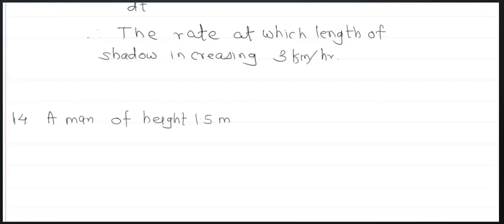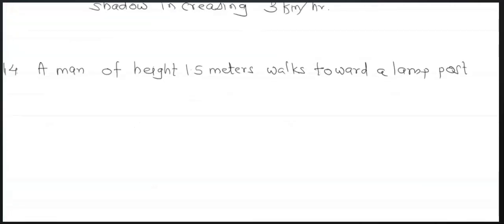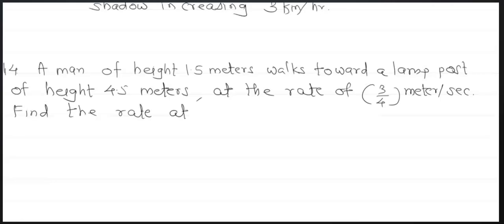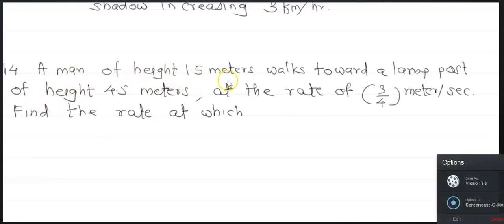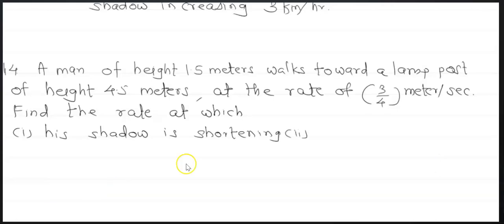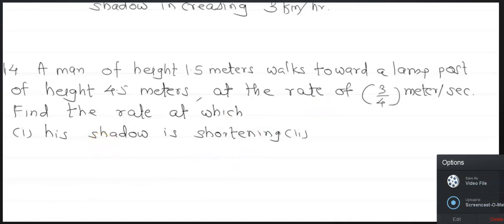A man of height 1.5 meter walks towards a lamppost of height 4.5 meters at the rate of 3 by 4 meter per second. Now the problem is different here. Find the rate at which his shadow is shortening as he moves towards the lamppost. That's why his shadow will be shortening.